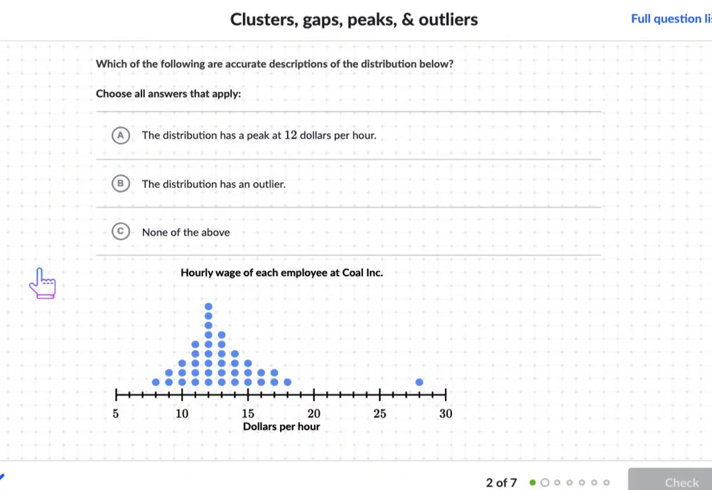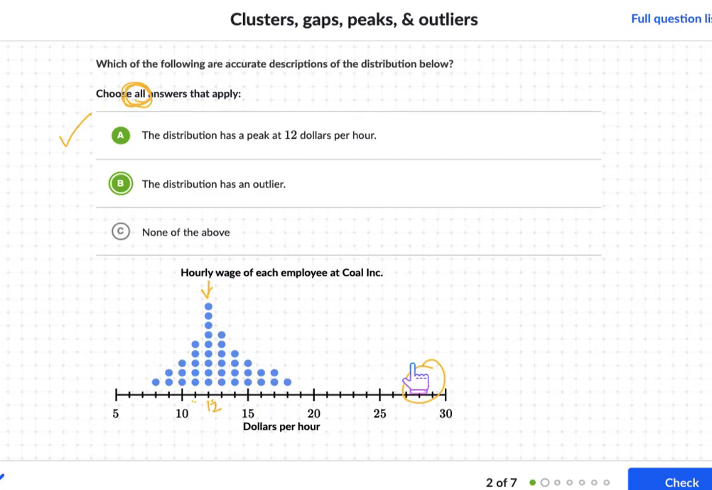Now let's look at clusters, gaps, peaks, and outliers. So I have this question, which of the following are accurate descriptions of the distribution below? You're looking for all the true statements, and you want to choose all answers that apply. There could be more than one answer. Let's go through it. The distribution has a peak at $12 per hour. There's a peak right here, that's at 11, 12. So that's true, it's at 12. It's good so far. The distribution has an outlier. Remember, an outlier means a data point that is so far away from everyone else. And it looks like it, there's an outlier right there. So there's two that are true.